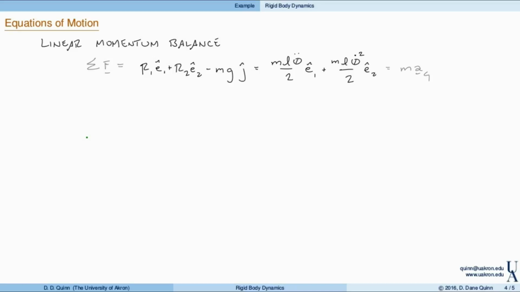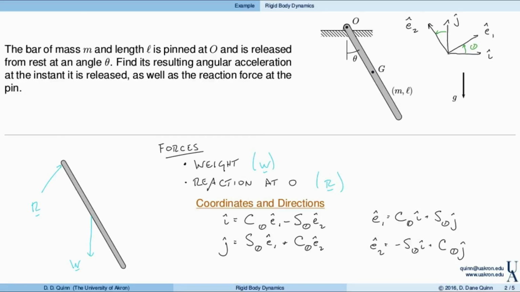So now I can take components. But the question is, what direction should I take components in? I really have two choices. I have E1 and E2, or I have i and j. Now if I look at this equation, almost all the terms are in E1, E2. So just based on that, it kind of makes sense to change j into E1, E2. Again, we know how to do that. We did it on slide 1 over here.